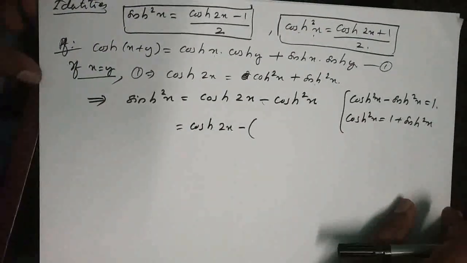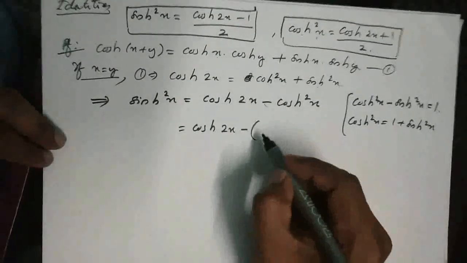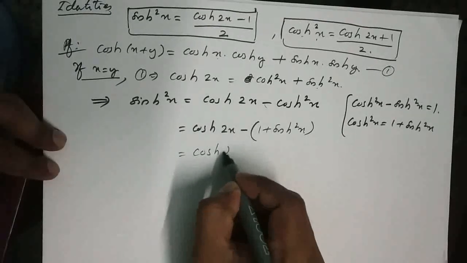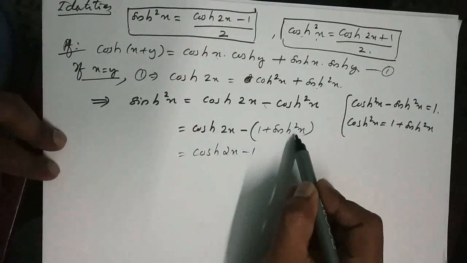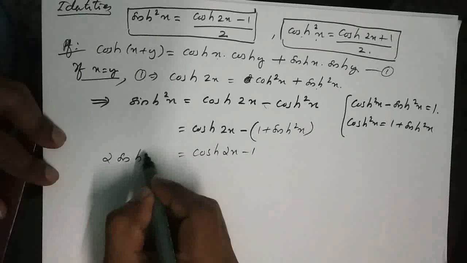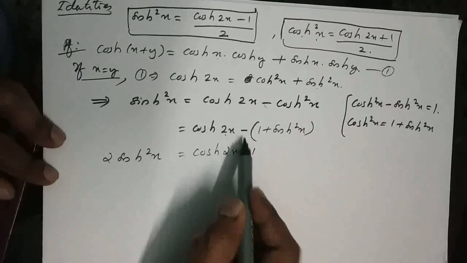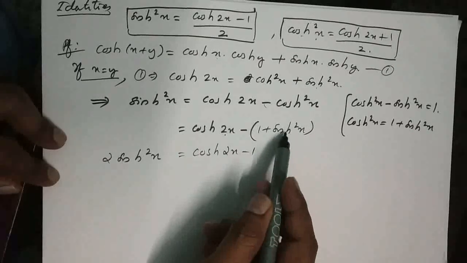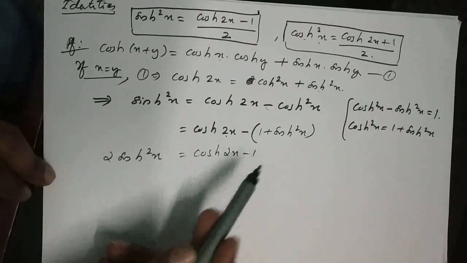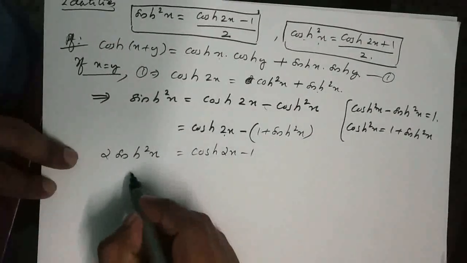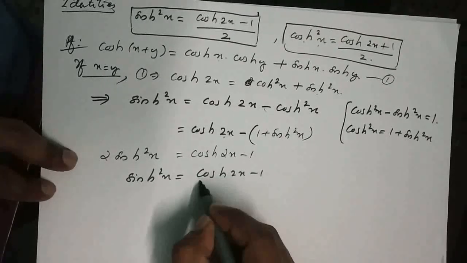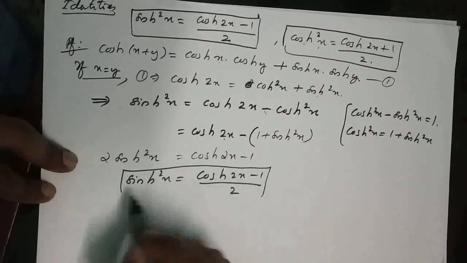Okay, so this is 1 plus sinh square x. So this is nothing but cosh 2x minus 1 minus sinh square. So we can take it to here. So here was minus sinh square. So adding sinh square, we get 2 sinh square x equal to cosh 2x minus 1. So from this we get sinh square x is equal to cosh 2x minus 1 divided by 2. This is the identity.